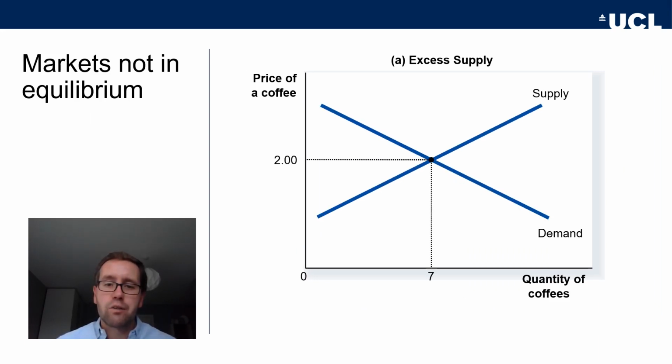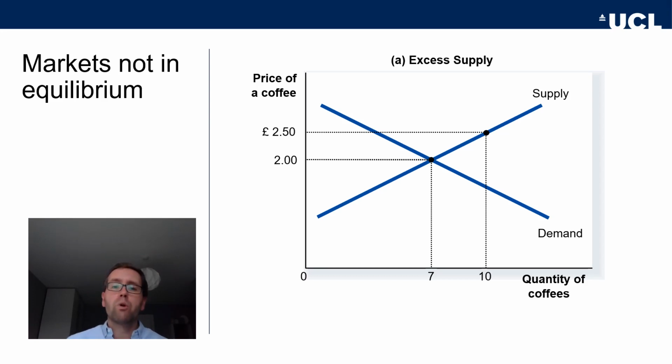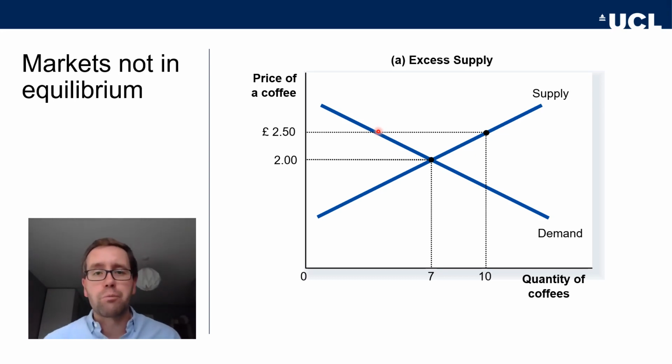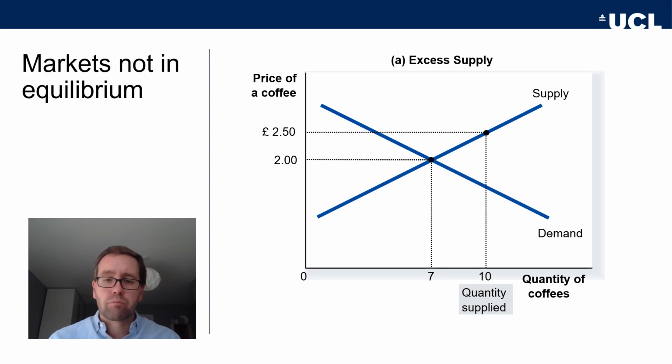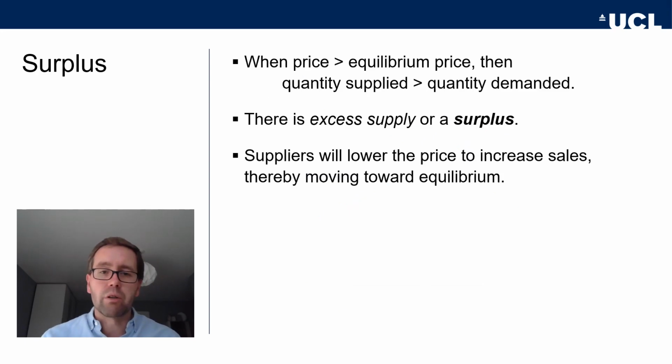Well, if there was an excess supply or surplus, we would end up with a quantity supplied that is much bigger than the quantity demanded at £2.50. So if for some reason the price of espresso was set at £2.50, there would be lots of potential suppliers. Lots of people would be willing to sell espressos at this price, but there wouldn't be many consumers. So there would be people trying to sell espressos and nobody buying them. The quantity supplied exceeds the quantity demanded, and that's what we call a surplus.